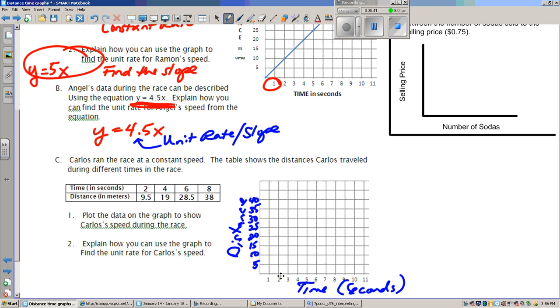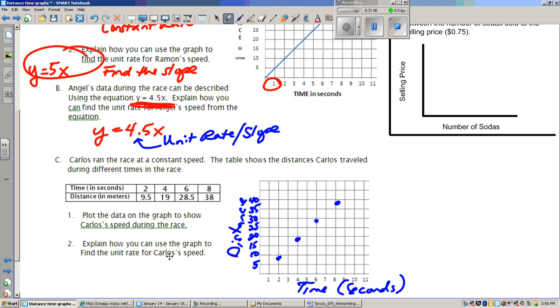All right, so at 2 seconds, he's gone 9.5 meters. We'll put a point about there. At 4 seconds, about 19 meters. So we'll put a point there. At 6 seconds, he's traveled about 28 meters. We'll put a point there. At 8 seconds, he's traveled about 38 meters. So we'll put a point there.